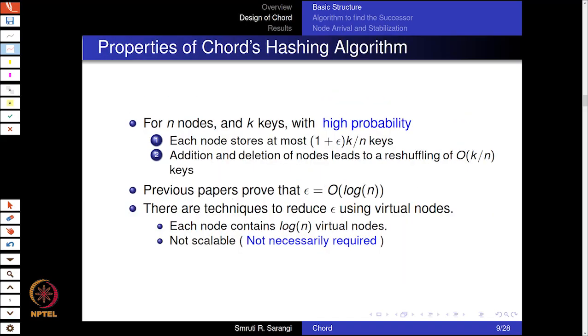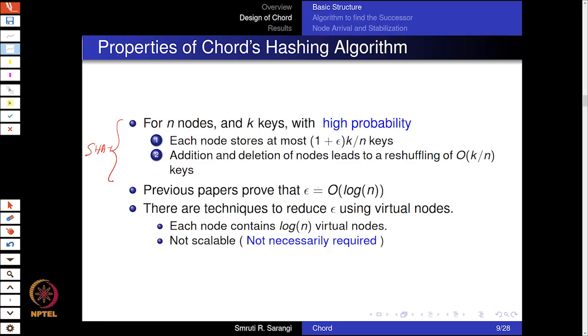So now let us see what the properties of Chord's hashing algorithm are, because the uniformity of the hashing algorithm to a large extent plays a rather important role in the design and operation of Chord. For n nodes and k keys, as we have said, with high probability, each node stores at the most 1 plus epsilon times k by n keys. Addition and deletion of nodes leads to a reshuffling of order of k by n keys. So this is a property of the hashing algorithm of Chord, which is basically SHA-1.